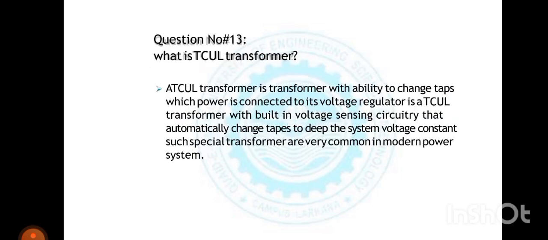Question number 13. What is a TCUL transformer? A TCUL transformer is a transformer with the ability to change taps, which changes the point at which power is connected to its voltage regulator. It is a transformer with built-in voltage sensing circuitry that automatically changes taps to keep the system voltage consistent. Such special transformers are very common in modern power systems.